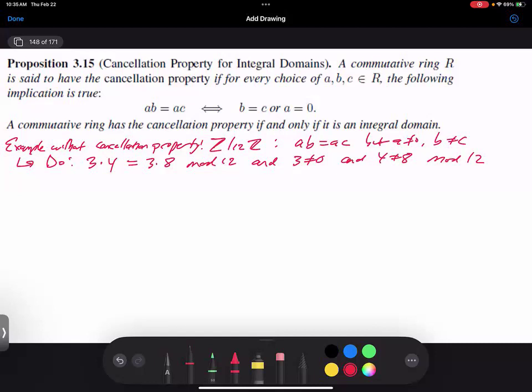So we cannot always multiply. Well, essentially, what do we want to do? We want to multiply by A inverse. Why can't we just multiply by A inverse?